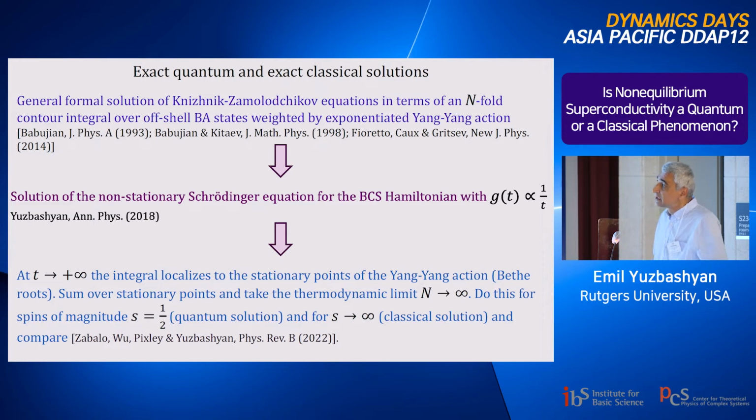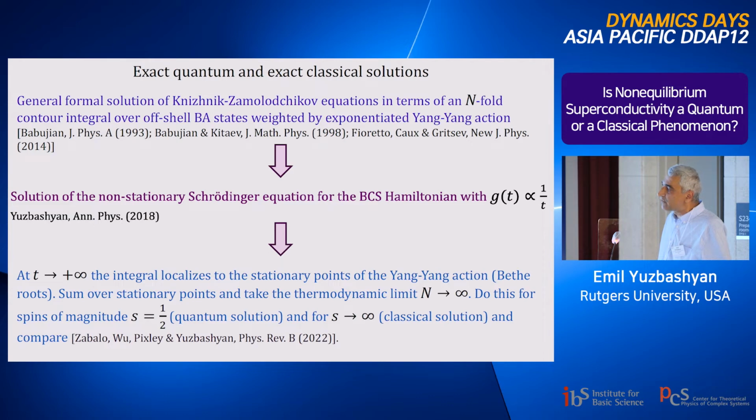Nevertheless, this also, as we discussed, automatically gives a solution of the non-stationary Schrödinger equation for the BCS Hamiltonian with coupling inversely proportional to time. And even though this solution is incredibly complicated and at first glance appears to be useless for any practical physical purpose, it turns out that at t going to plus infinity, it simplifies dramatically because the integral localizes to the stationary points of the Yang-Yang action.